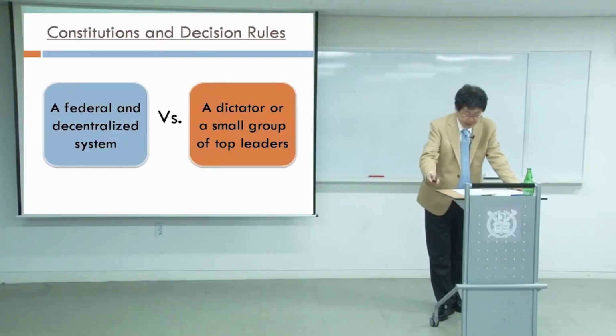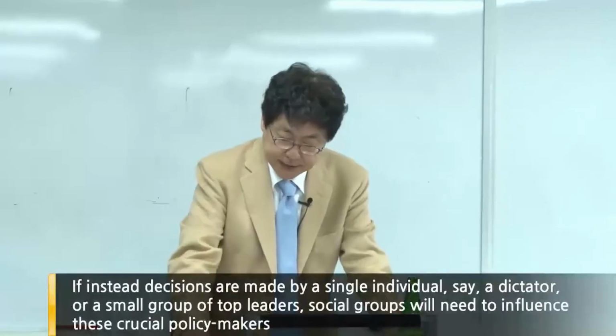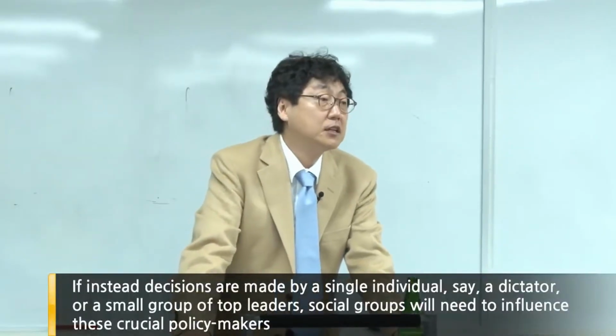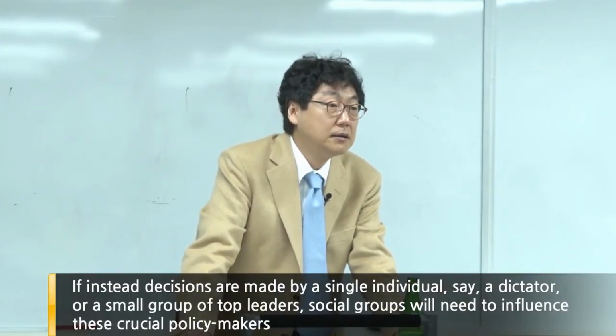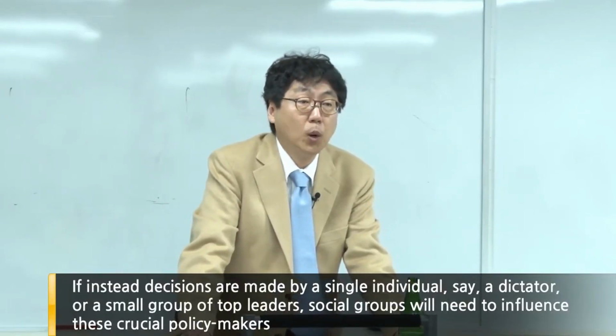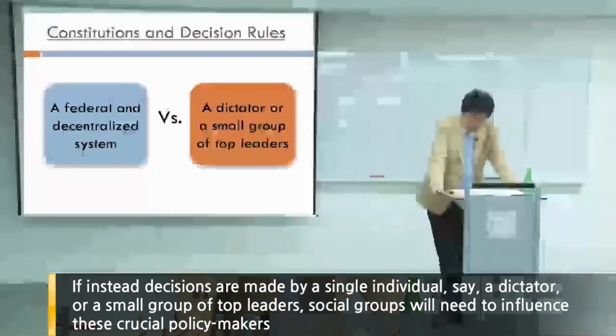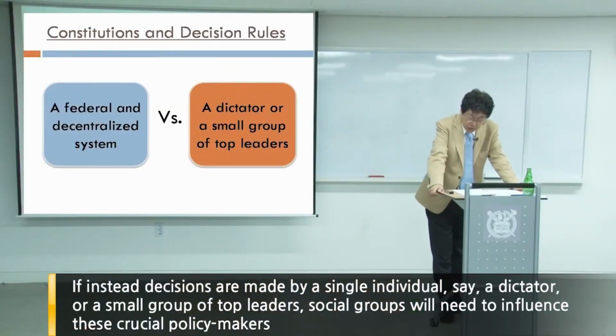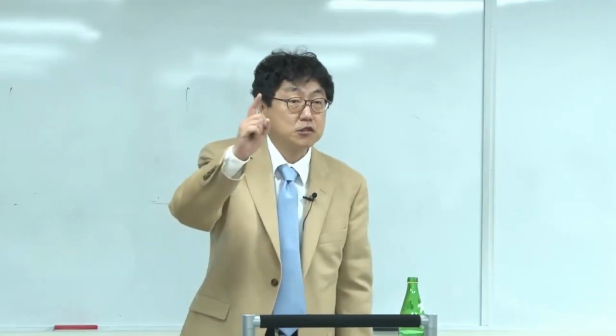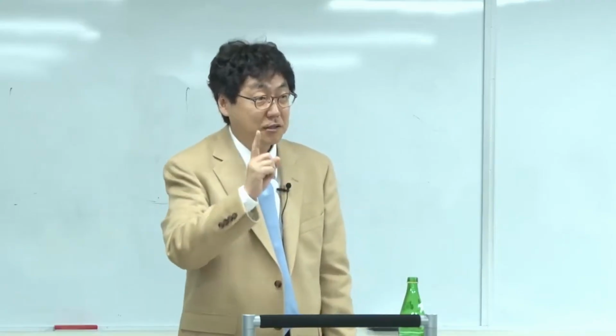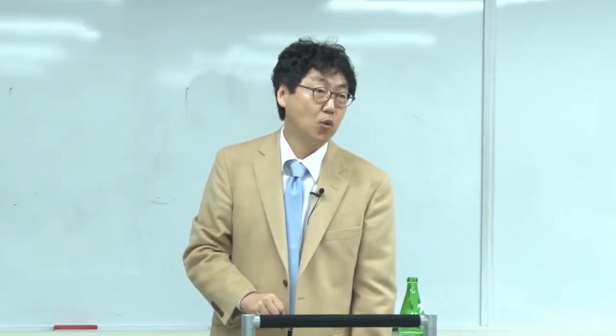If instead decisions are made by a single individual, a dictator, then there is only one veto, right? Then you will need to influence this crucial policymaker. So you can convince just one person and change the status quo or upset the status quo. You can get the change that you want by convincing one person. Okay?